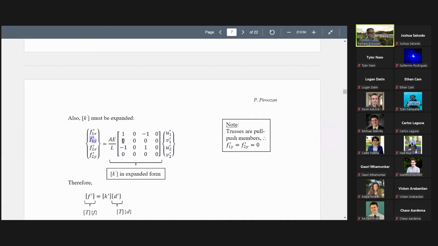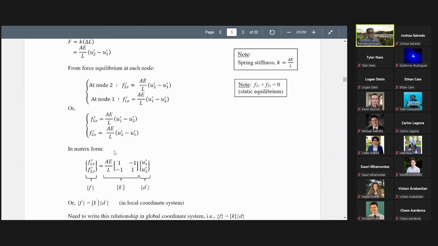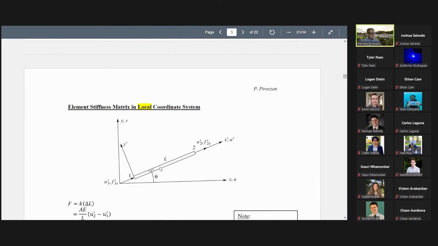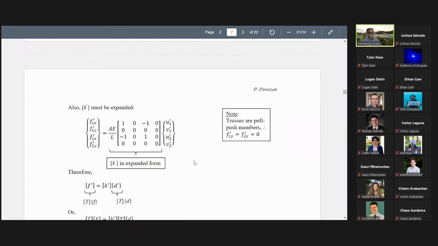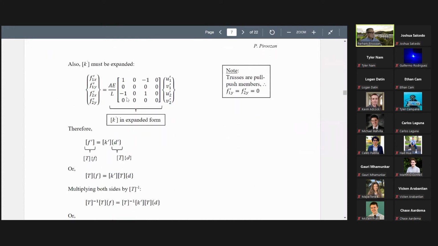Now, if you look at f1y prime, everything is 0 here, 0, 0, 0, 0. So it would be 0. And f1y prime is 0 because there would not be a force in the y prime direction. This is a pull-push member. There would be no force in the local y prime direction. So that is correct, the way that we expanded this, and the same for node 2.